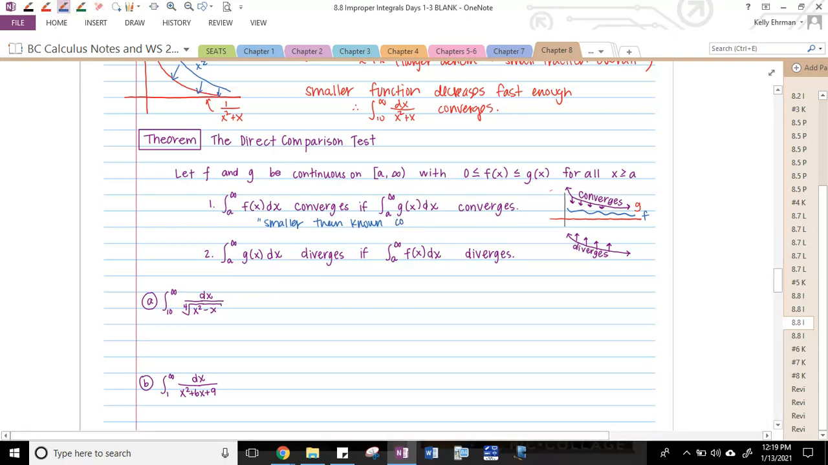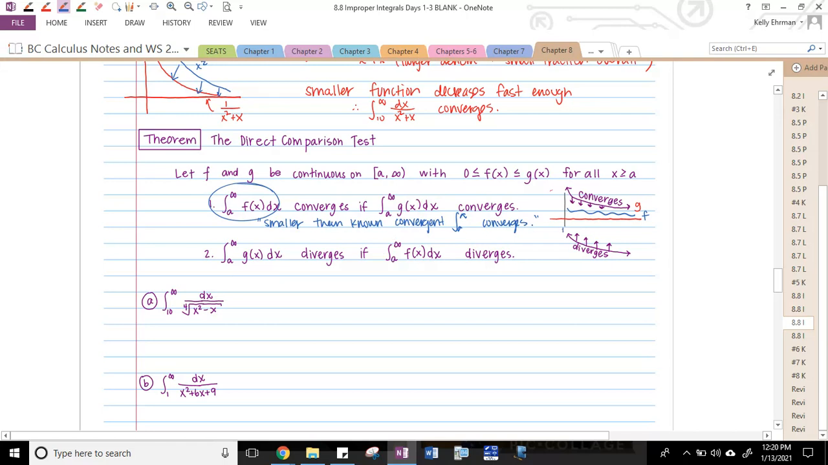Smaller than known convergent integral converges. Okay, so what am I saying? This smaller integral, this integral that's smaller than this one, if I know this one converges, that one's got to converge as well. All right. Go the other way. If the smaller integral diverges, then the bigger one must diverge as well.